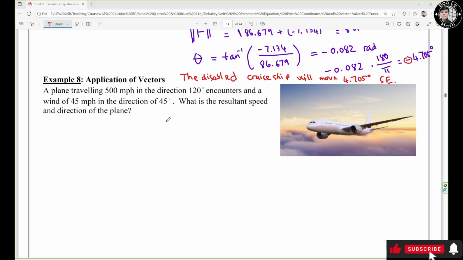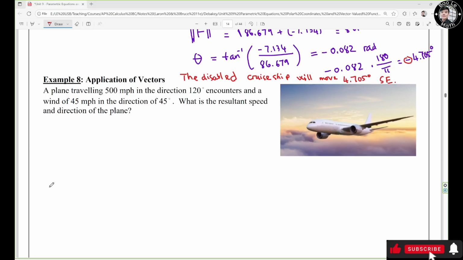Now let's move on to example number 8. A plane traveling 500 miles per hour in the direction of 120 degrees encounters a wind of 45 miles per hour in the direction of 45 degrees. What is the resultant speed and direction of the plane?